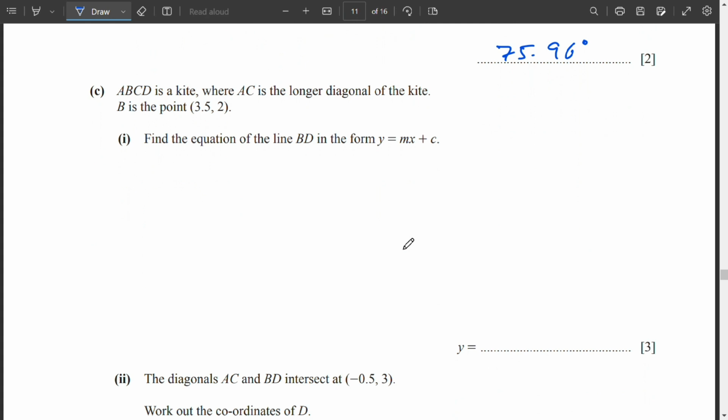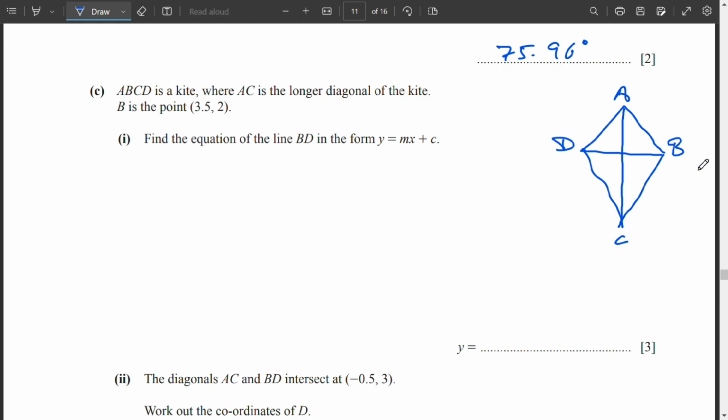ABCD is a kite. Okay. So let's draw a rough diagram of a kite. Now consider this is a kite where AC is the longer diagonal. If this is A, then this is C. This is the longer diagonal of the kite. B, so obviously this will be B, this will be D, and this is the shorter diagonal.